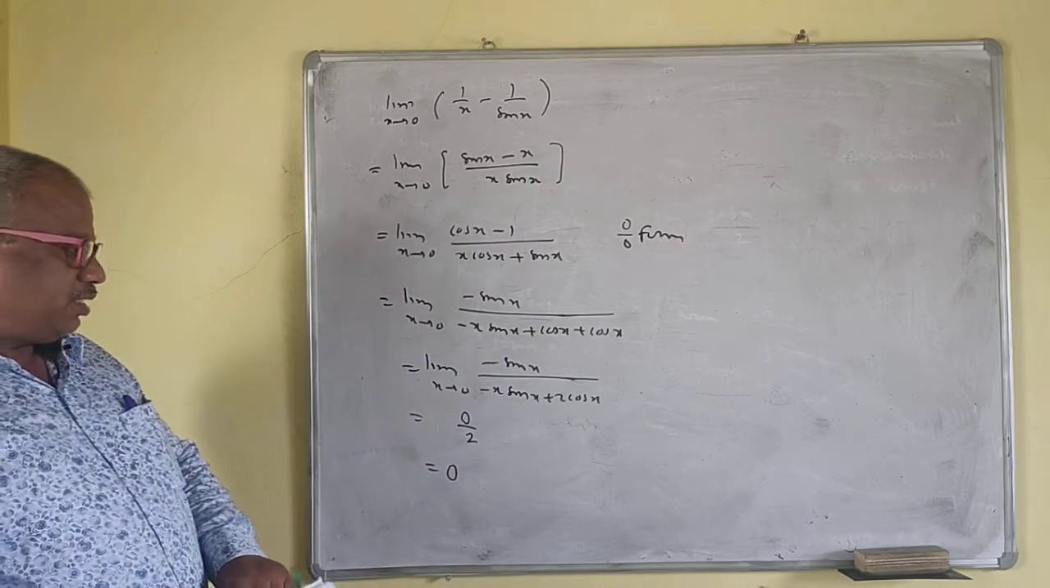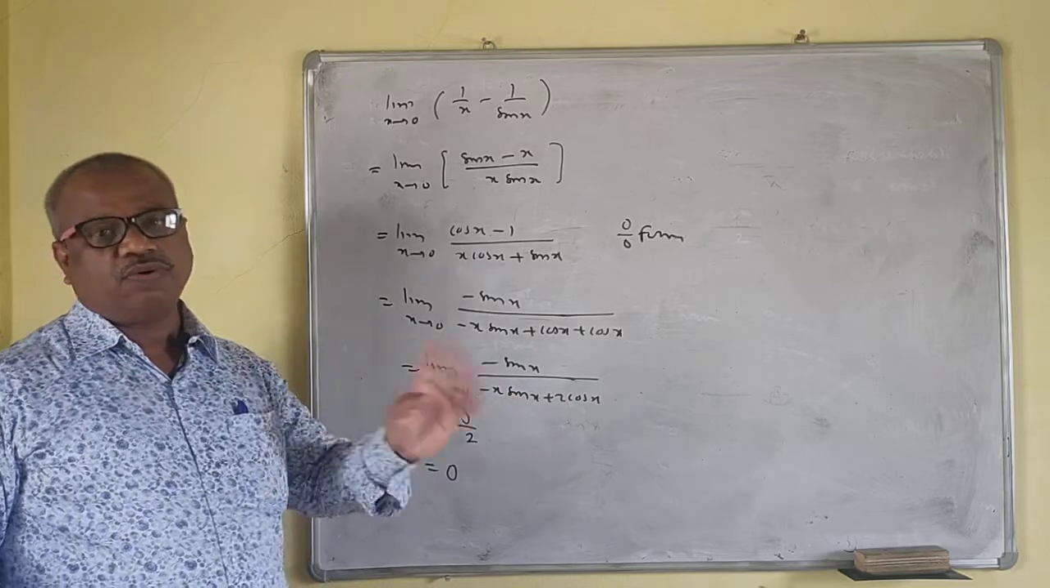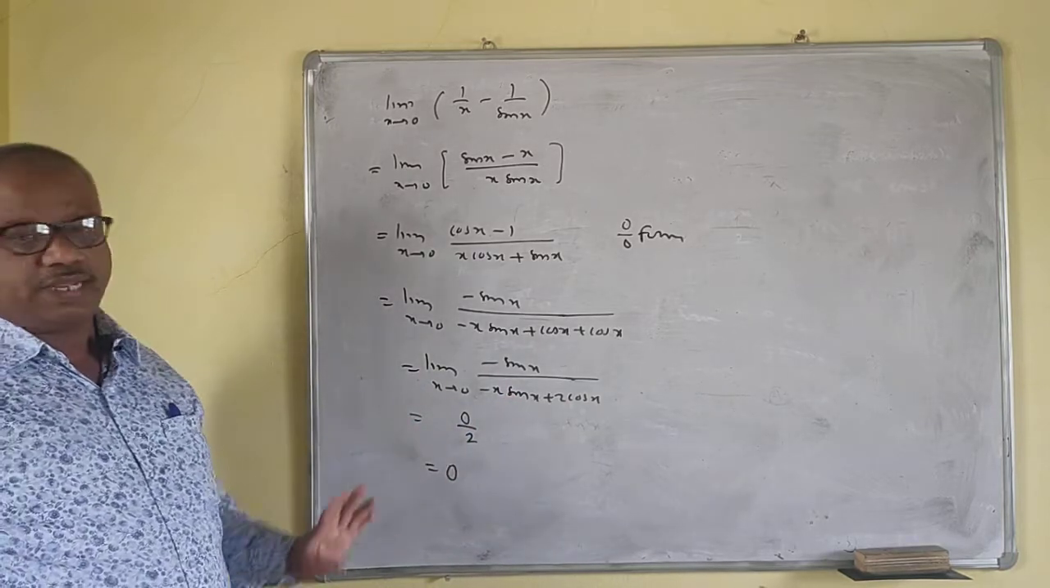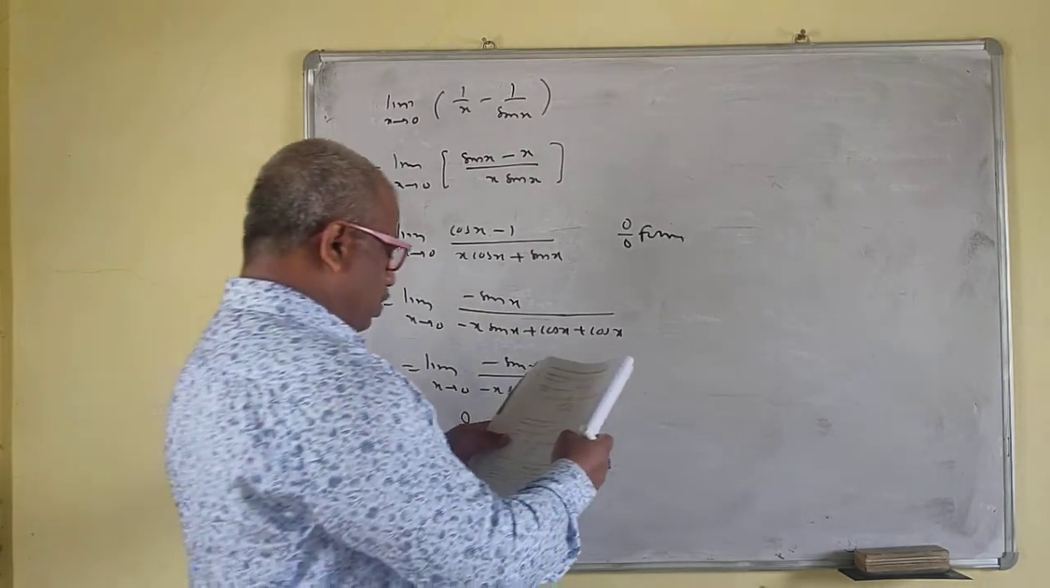No need to differentiate this, because 2 cos 0 is 2 here. Your denominator is not 0. If your numerator or denominator is not equal to 0, directly we can put this one. Okay. So next we'll solve.